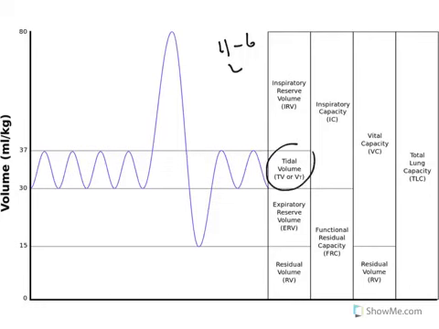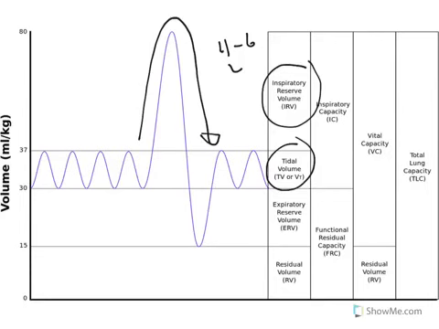Normally when we inspire and then expire, or inhale and exhale, this is called our tidal volume. So this is our normal inspiration. But when we force our lung to inhale, that's called inspiratory reserve volume. This is the maximum air that you can forcefully inhale. And when you forcefully exhale this air, it's called expiratory reserve volume.